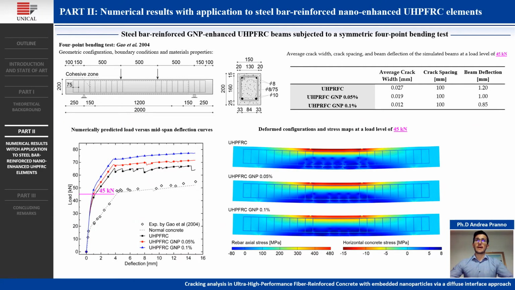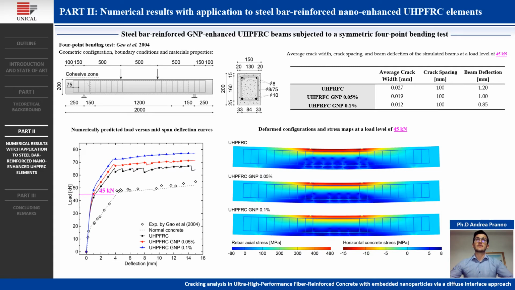In this slide, the numerically predicted structural response is reported in terms of total load versus mid-span deflection curves for all the 3 concrete mixtures. As expected, the obtained loading curves show greater load carrying capacity with respect to the conventional reinforced concrete beam, with increasing strength values for increasing content of embedded graphene nanoplatelets. In particular, the typical trilinear behavior of steel bar reinforced structural elements has been observed for all the analyzed cases.